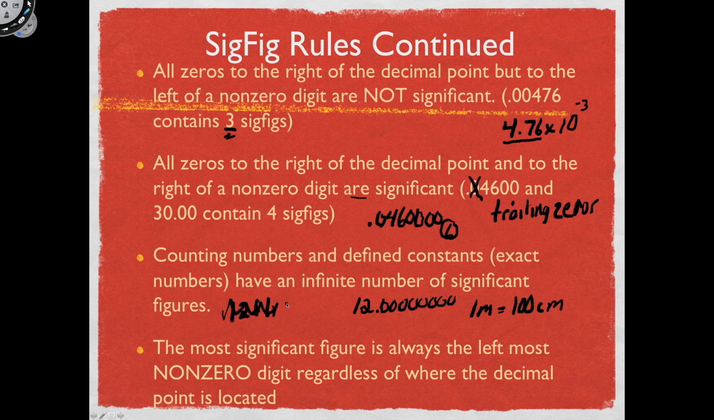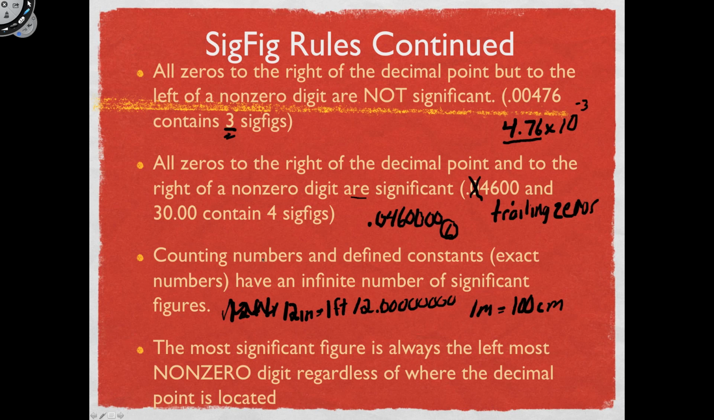Forget that. There's exactly 12 inches in 1 foot. I could write 12.0 inches. I could write 1.0 feet. I could write an infinite number of zeros and still be correct. So defined constants like 12 inches equals 1 foot, or 1 meter equals 100 centimeters, or 5,280 feet equals 1 mile, and so on and so forth.